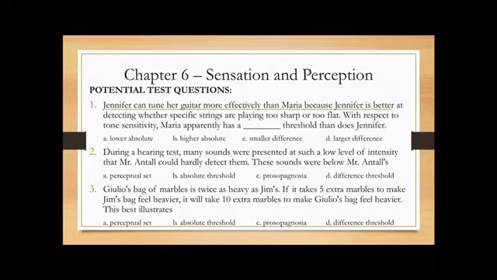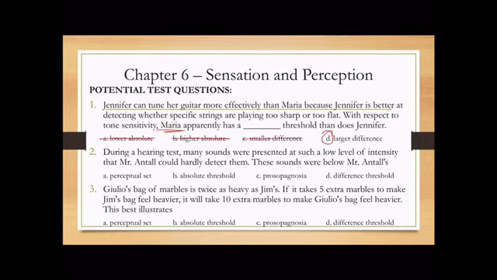Okay. Jennifer can tune her guitar more effectively than Maria because Jennifer is better at detecting whether specific strings are playing too sharp or too flat. With respect to tone sensitivity, Maria apparently has a blank threshold than does Jennifer. When we're not talking about absolute threshold, we're talking about being able to tell the difference between a correct note and a wrong note. And so Maria is not as good at telling that difference, which means that her difference threshold is larger. It takes more for her to notice a change in something than it does for Jennifer.